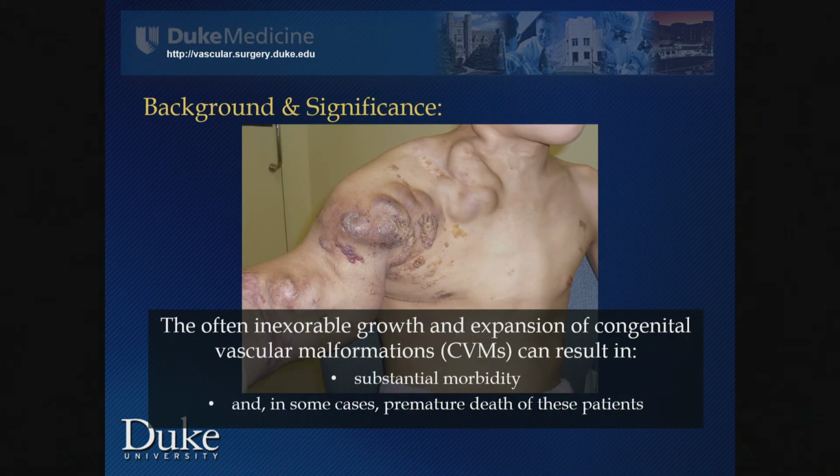So the background and significance of these lesions are that they can create incredible morbidity and even mortality for patients, and virtually universally, except for the most trivial lesions, cause extreme loss of quality of life. So when we're treating these lesions, what we're mostly talking about is mitigating the quality of life implications of these lesions. We rarely are able to cure them.